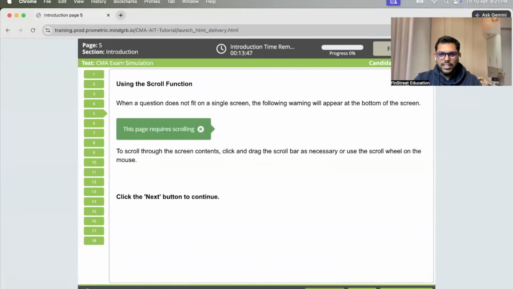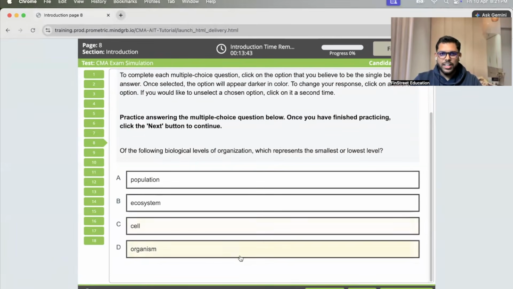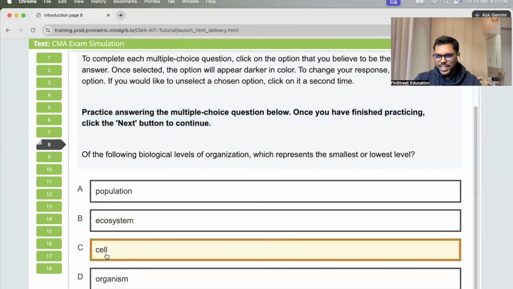जो drag and drop I had committed to Mansi, let me just quickly show you that. ठीक है, ऐसे MCQs आएंगे. Now in this MCQs, let's say whichever answer you think is correct: of the following biological levels of organization, which represents smallest or lowest level. ये एक random MCQ दिया है. This is not from CMA. ठीक है, biology से है ये. And I think smallest level पे cell होता है.